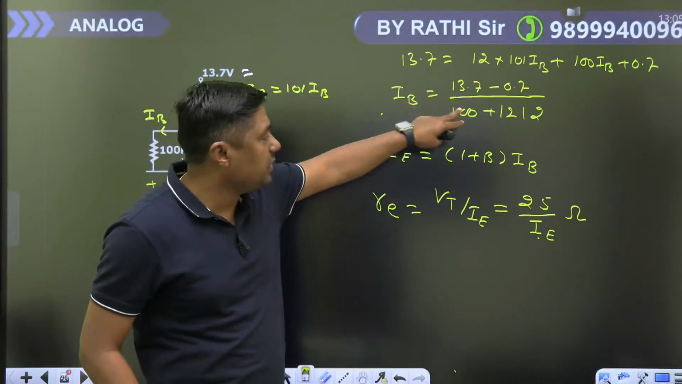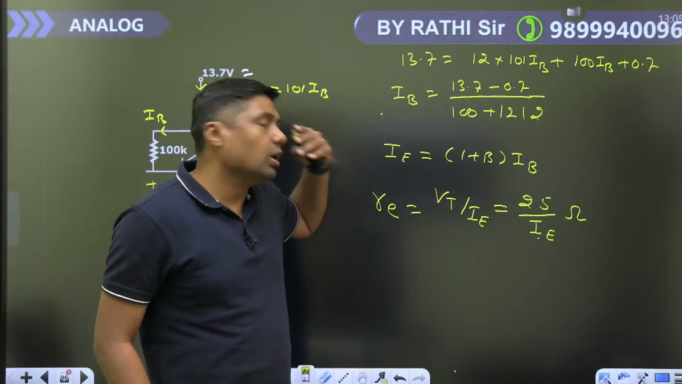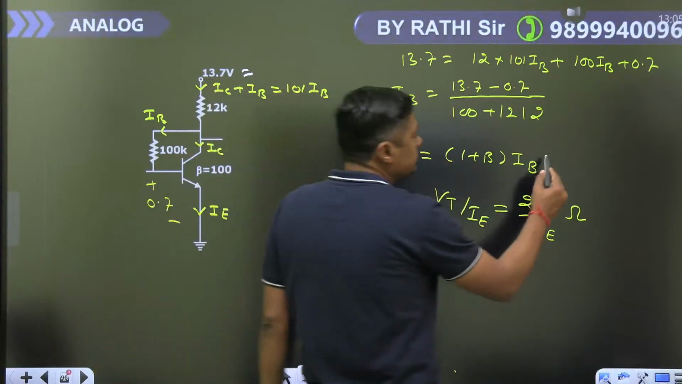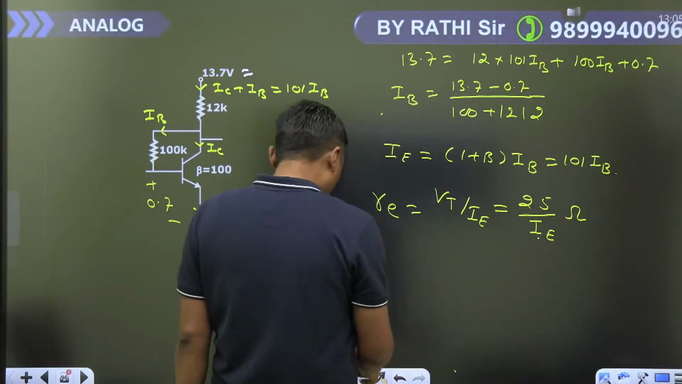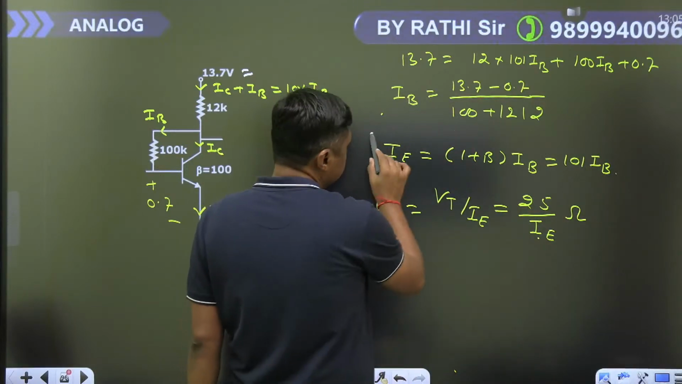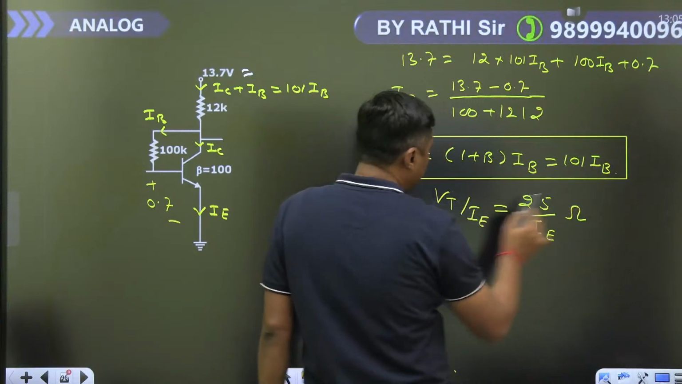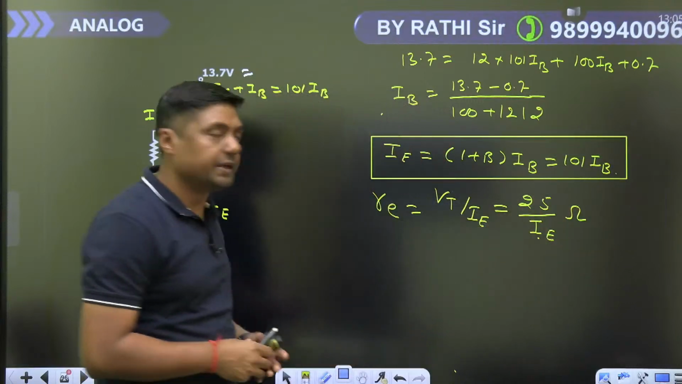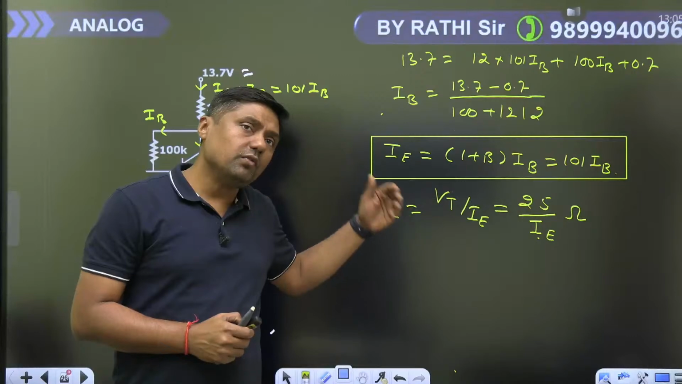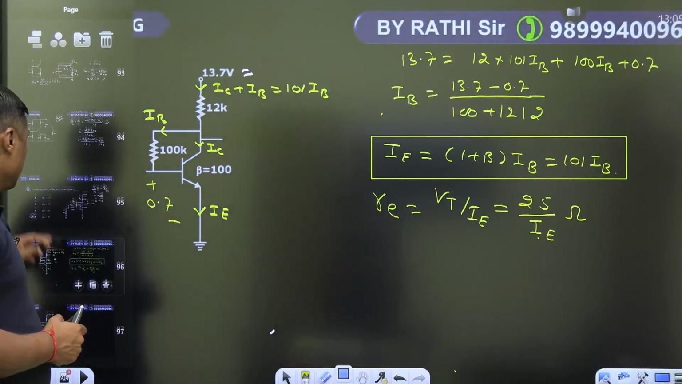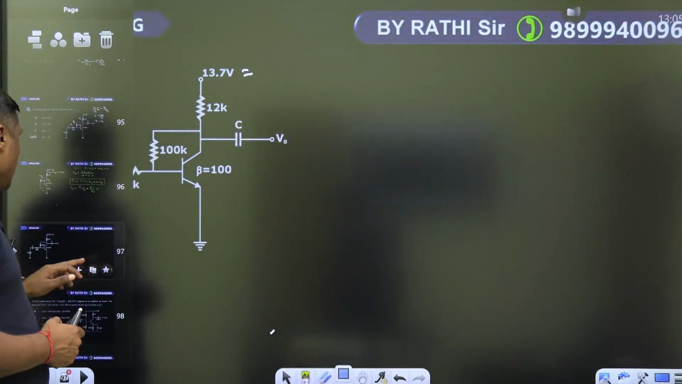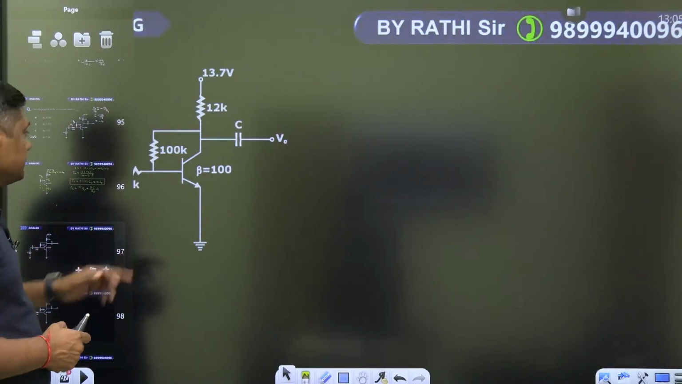Find the value of IB. 1 plus beta means what? 101 times IB. You can find the value of what? IE. Then finally you can find the value of small RE. Once you have the value of RE, then you can use the model, guys. Then you can use the model here. What is the model? Small signal model.